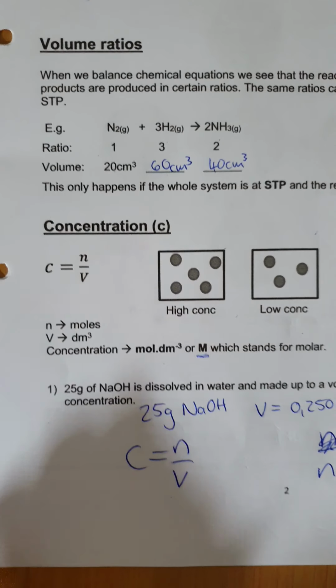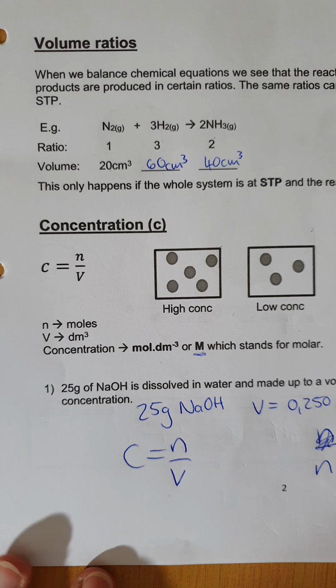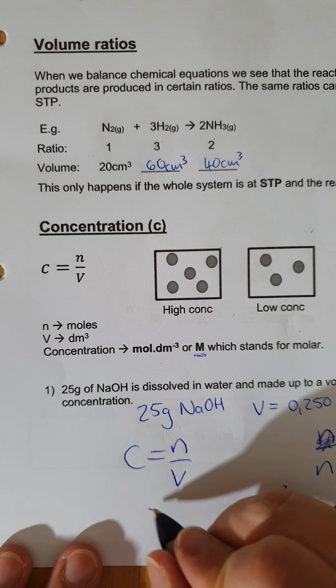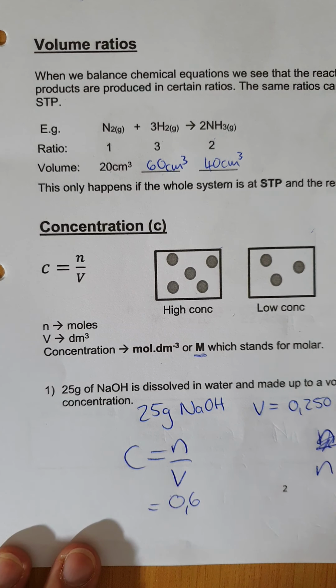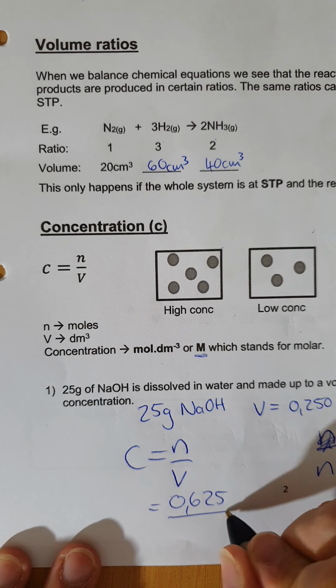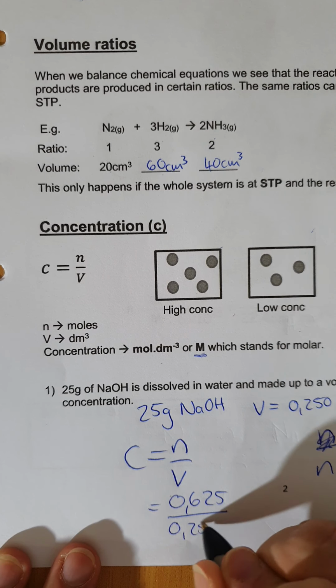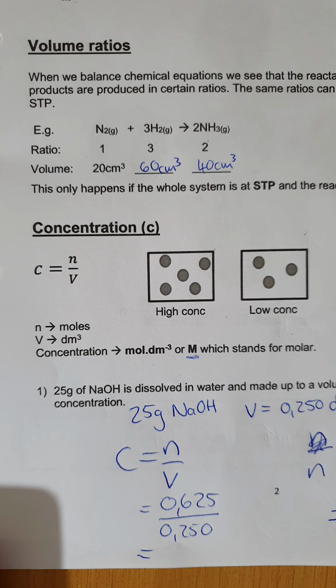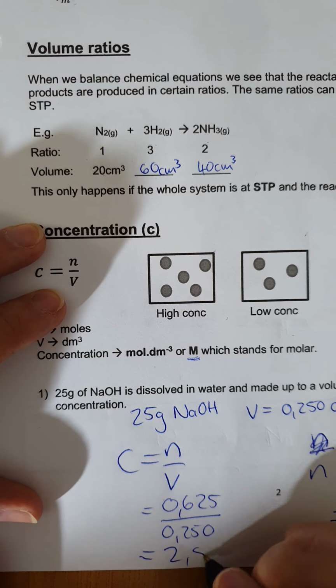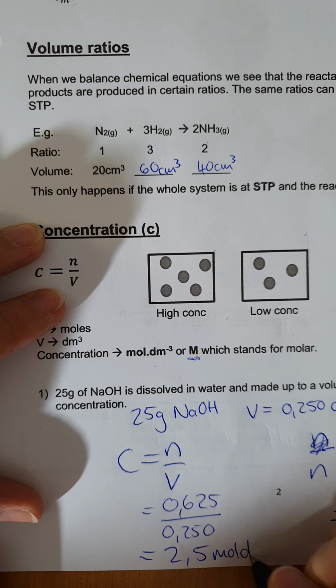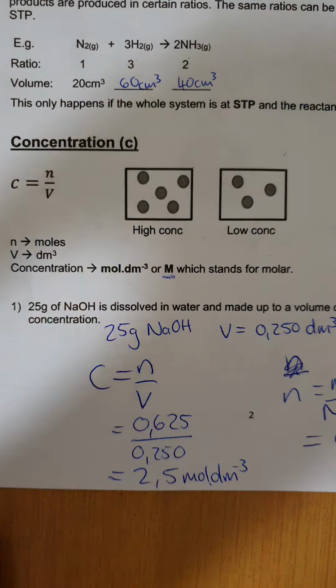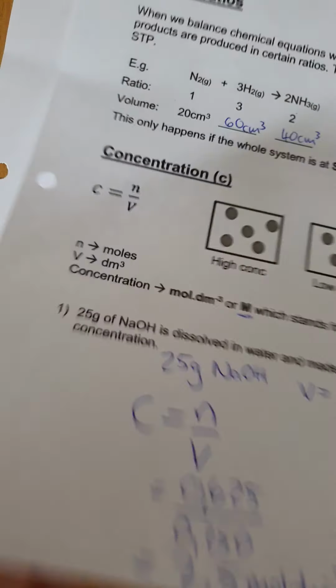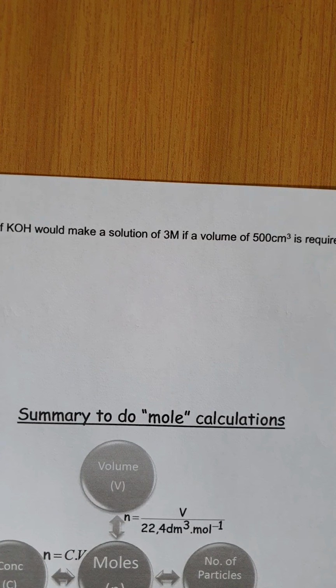So I can go back to this equation now. Remember to always put your equation and make sure you use proper units. So 0,625 over 0,250, and my concentration is 2,5 mole per decimeter cubed. Okay, right, so that's working with concentration. This is all just revision.